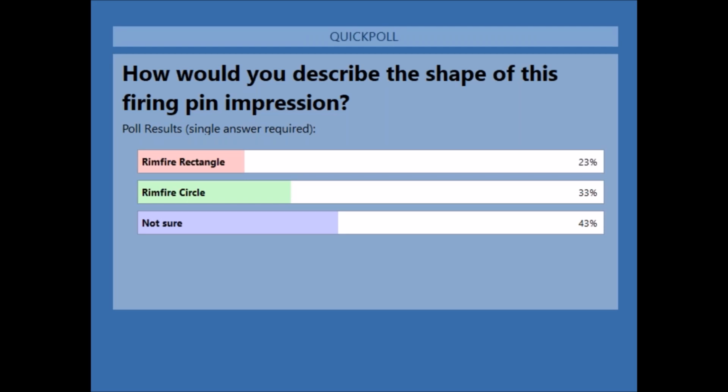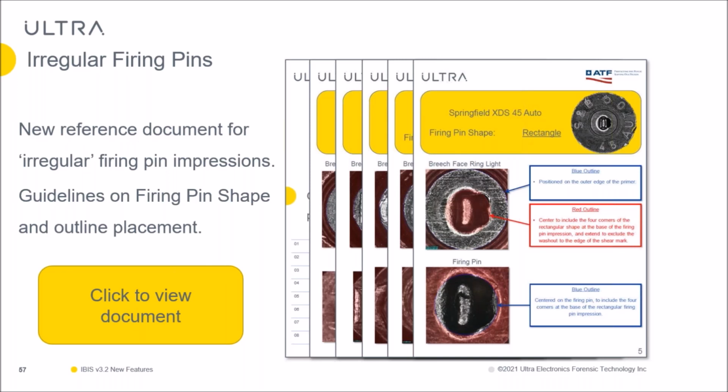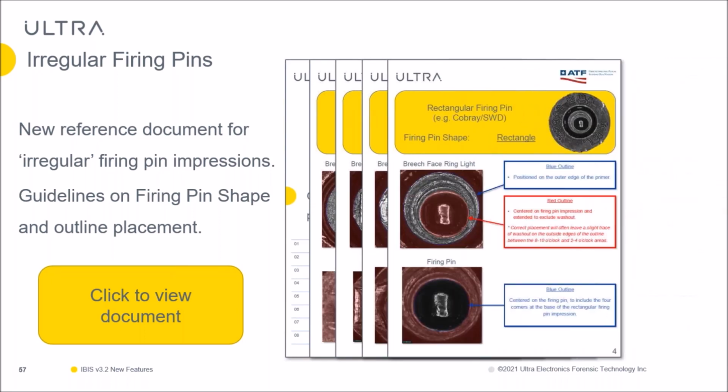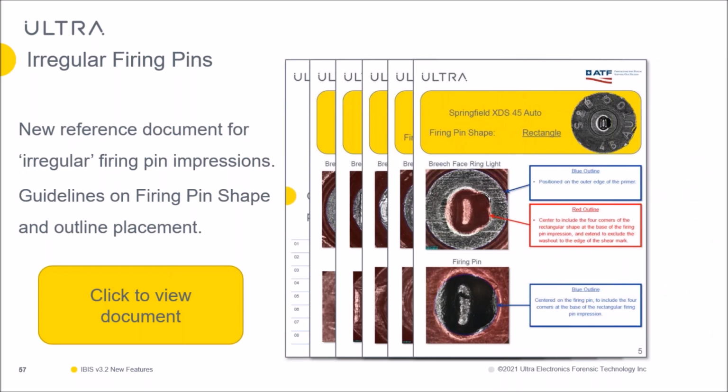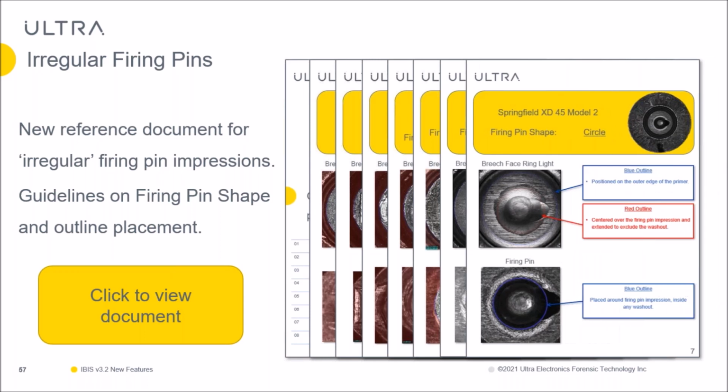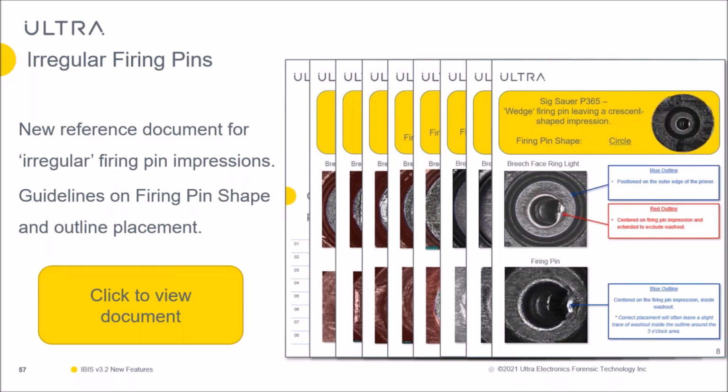So the exhibit that we've seen on screen there, just to recap the last couple of slides: this document goes through all of those irregular firing pin impressions. From your old Glock Gen 1 through 4s to the new Glock Gen 5s, rectangular, the Springfield XDS 45 with the long rectangular firing pin impression, the new Springfield XD Model 2, which can be elliptical or circular in nature, and the Sig Sauer P365, which has a wedge firing pin shape that leaves a crescent shaped impression. It's a handy reference document to have, especially if you come across these kinds of exhibits infrequently and you need a little reminder of how to handle them.